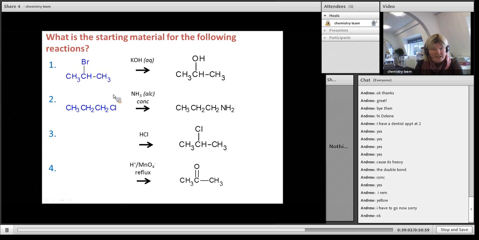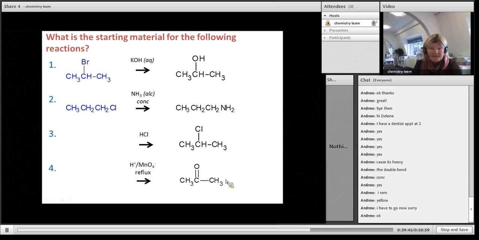Why have I put the bromine on this carbon, whereas I put the chloride on this first carbon? It's all to do with the position of the functional group in my final compound. Here my OH is on the second, middle carbon, so I have to have my bromine on that middle carbon, because the nucleophile is going to attack that carbon atom. So it has to add on to the middle one to form a secondary alcohol. Here my amine is primary, on the end carbon, so I have to have my Cl, my leaving group, on that end carbon.